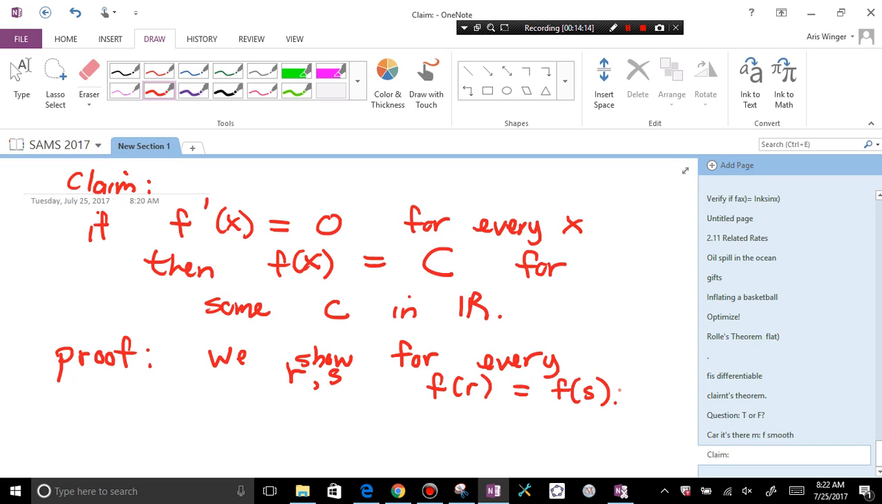We're going to assume f is differentiable on the whole real line. Does that make it continuous? It does. So if f is differentiable on the whole real line, then it is continuous. All right, so let r and s be given. We're going to show that f of r is equal to f of s.